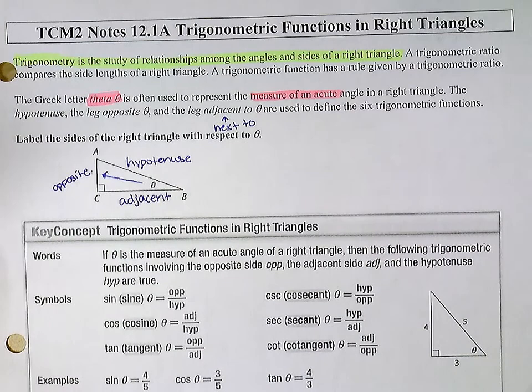Now, if you notice, there are two sides next to theta. One of them is always going to be, more specifically, the hypotenuse. So the other side is your adjacent side. Okay?